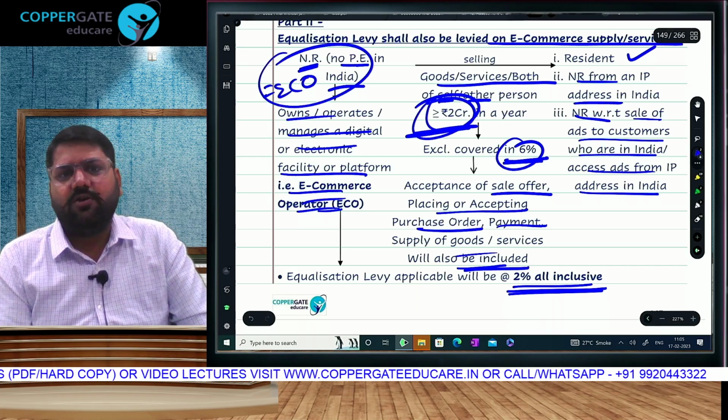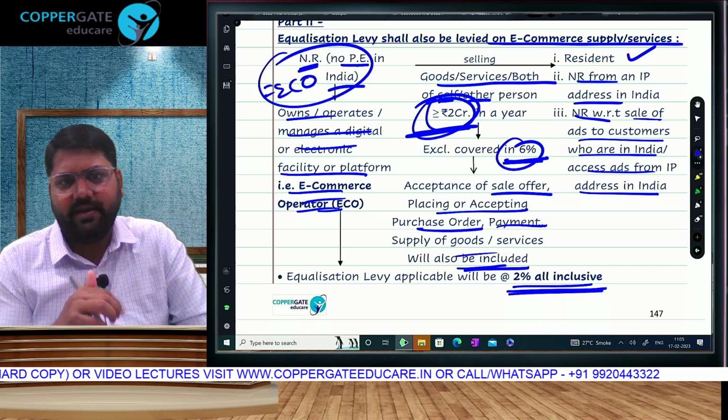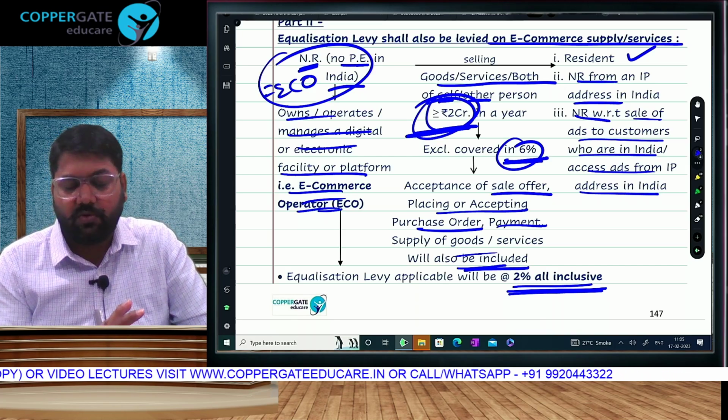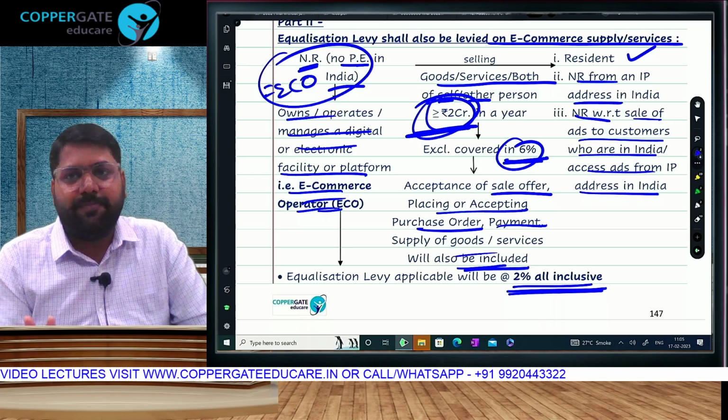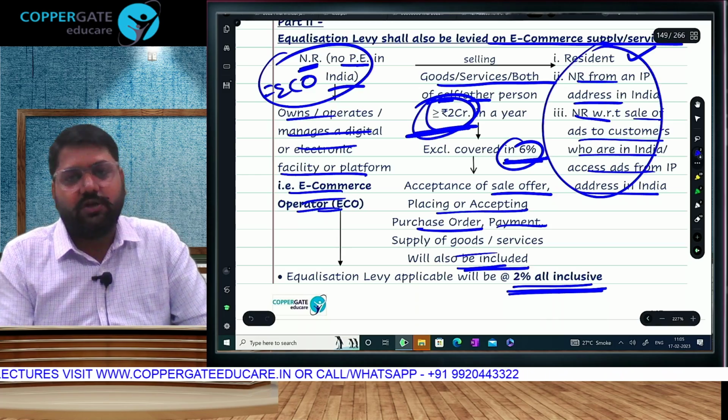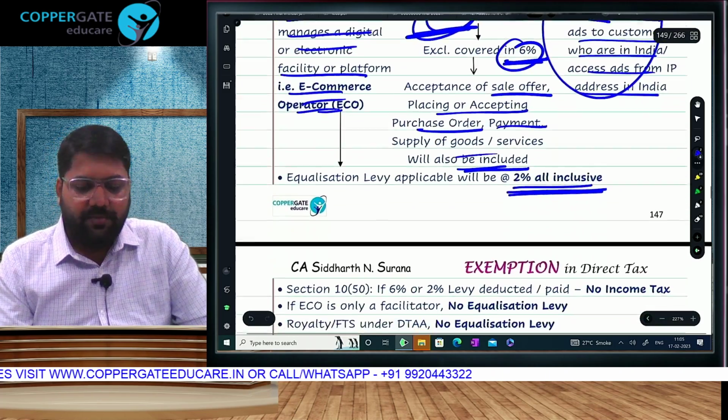The service provider or goods seller should be a non-resident, no PE in India, who is the owner of the website or the portal and is selling own goods or other people's goods, and the buyer of goods or services should be any of these people.